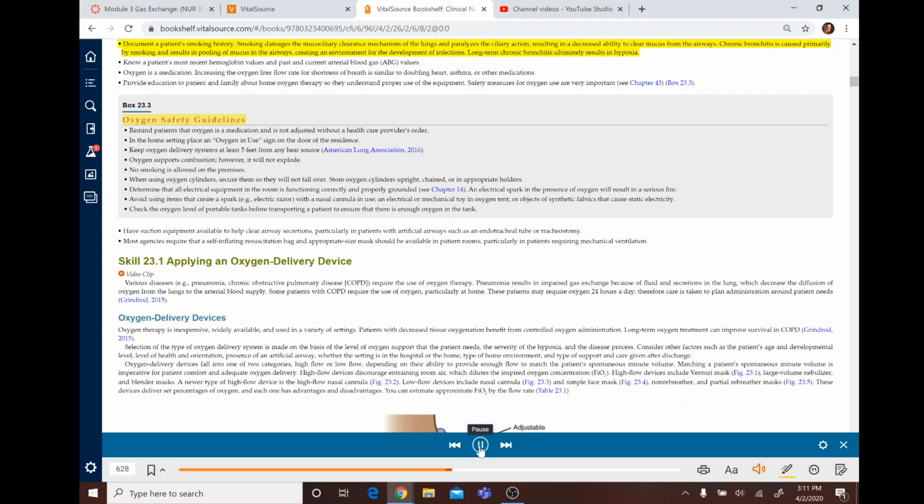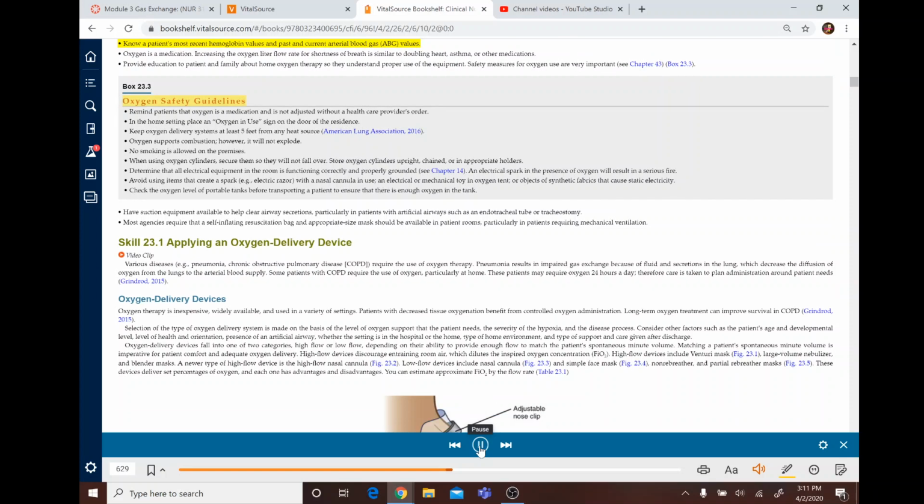Smoking damages the mucociliary clearance mechanism of the lungs and paralyzes the ciliary action, resulting in a decreased ability to clear mucus from the airways. Chronic bronchitis is caused primarily by smoking and results in pooling of mucus in the airways, creating an environment for the development of infections. Long-term chronic bronchitis ultimately results in hypoxia. Know a patient's most recent hemoglobin values and past and current arterial blood gas, ABG, values.